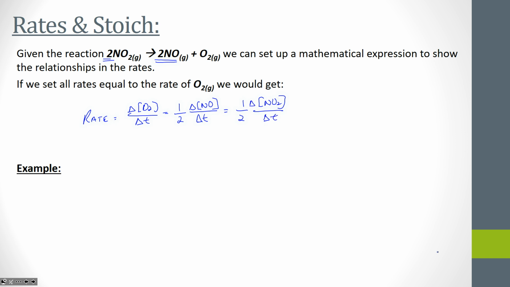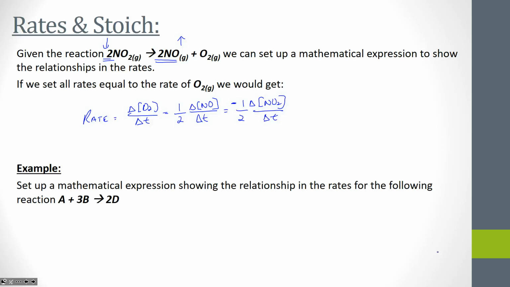Sorry, change in NO2. But the problem is because this one is decreasing, and these ones are increasing, the value would end up being negative, so we'll make it positive by multiplying it by a negative. So that's something called an equality. We're showing how they're all related to each other. So here's another one. We can do just a simple reaction. A and B makes D. If we want to set this reaction up as an equality, just like I showed you above, we're going to pick one of the reactants or products, and we're going to make everything else equal to it.